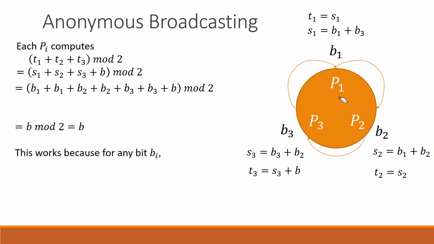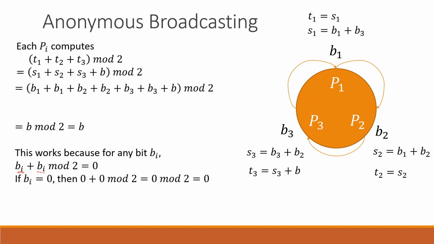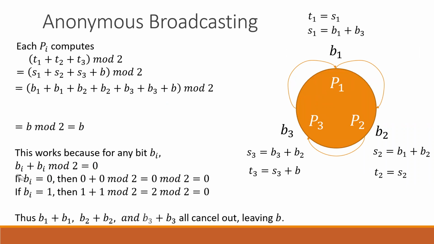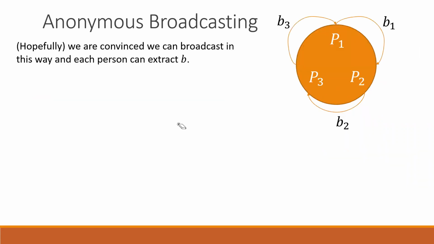Here I reiterate why this works for any bit, because if I take 2 bits and add them, I always get 0. So B1 plus B1 is equal to 0, B2 plus B2 is equal to 0, and B3 plus B3 is equal to 0. And then all that's left is my B.